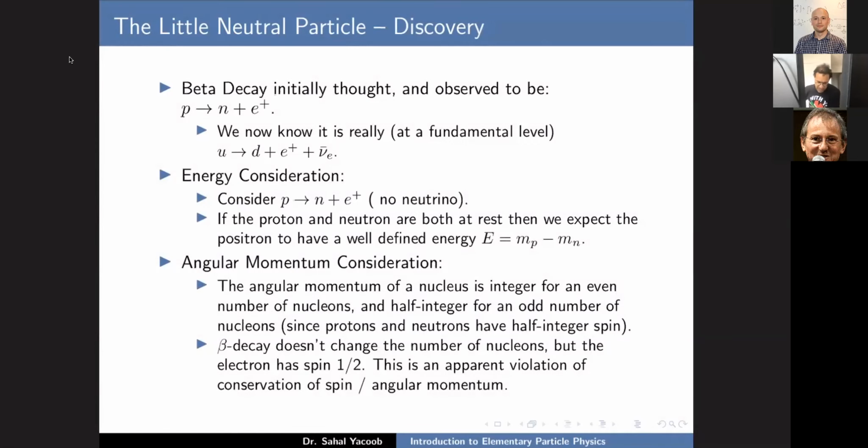Initially, beta decay was thought of as being a proton going to a neutron plus a positron. At the fundamental level, we now know this is the weak interaction, with the U quark becoming a D quark, emitting a W boson, which then decays to a positron and an electron. That is wrong. I have 2 antiparticles there. So let me quickly fix that. I am so sorry.